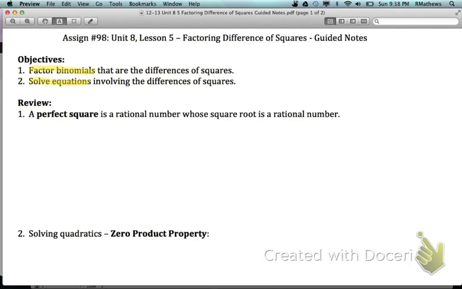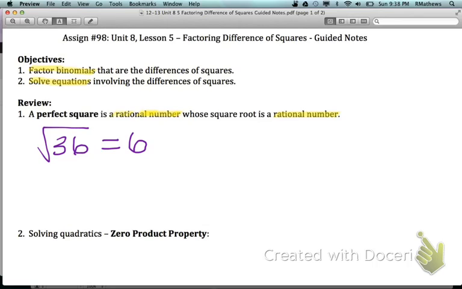All right, some review. A perfect square is a rational number whose square root is a rational number. Okay? So let me give you an example of what I'm talking about here. If we have 36, and we take its square root, that's 6. Numbers that do have decimals and fractions in them are still rational. When we're talking about the coefficients here, we're going to just be looking at integers actually.